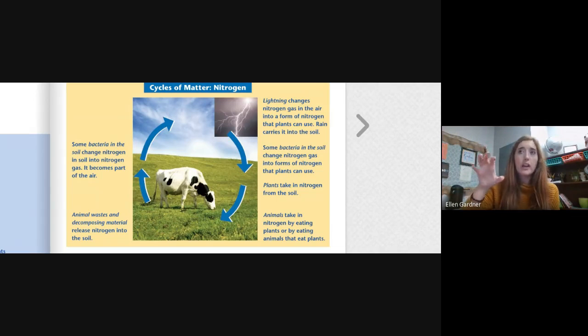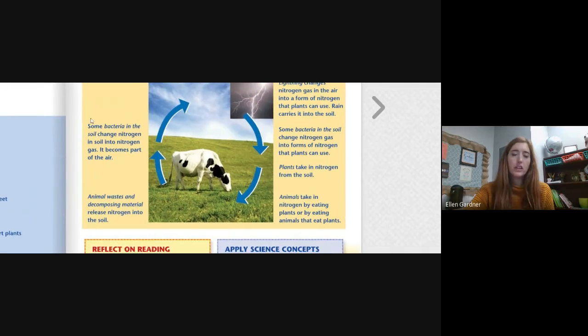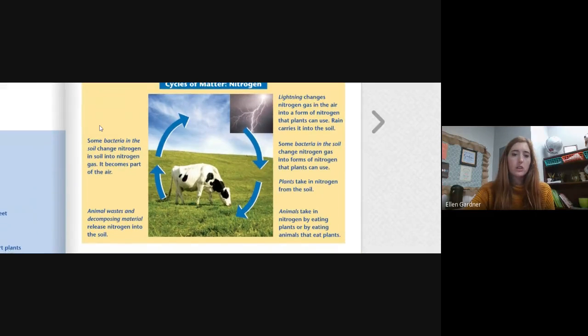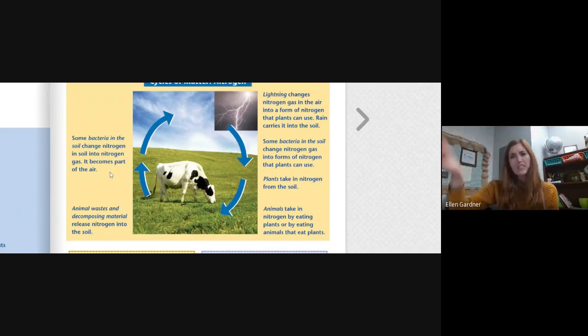So through lightning and rain, lightning changes it so that it can be used by a plant, and rain is what carries it into the soil. Some bacteria in the soil change nitrogen gas into forms of nitrogen that plants can use. Over here, actually I should have started with this part. And since it's a cycle, there's not necessarily one starting point. So we'll go back to this.